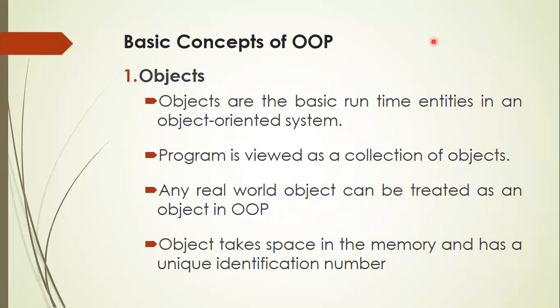Object-oriented programming is based on five fundamental concepts. They are called the pillars of object-oriented programming. The first one is objects. Objects are the basic runtime entity, meaning an object comes into existence during execution. Every object takes some space, similar to variables in a program. When you run the program, memory is allocated for a variable. Similarly, objects are basic runtime entities in an object-oriented system.